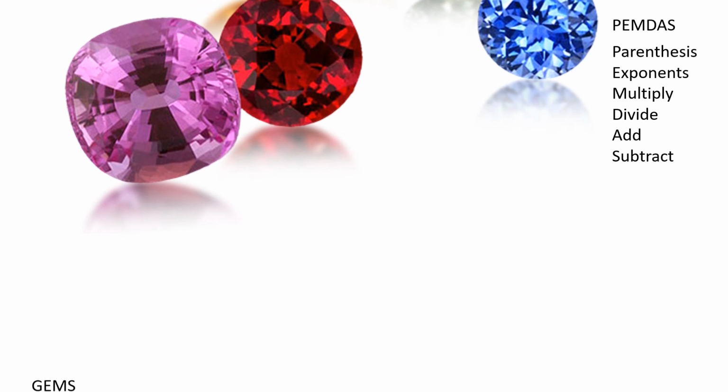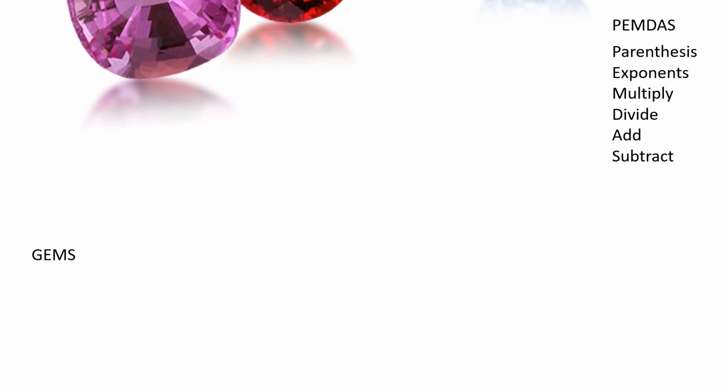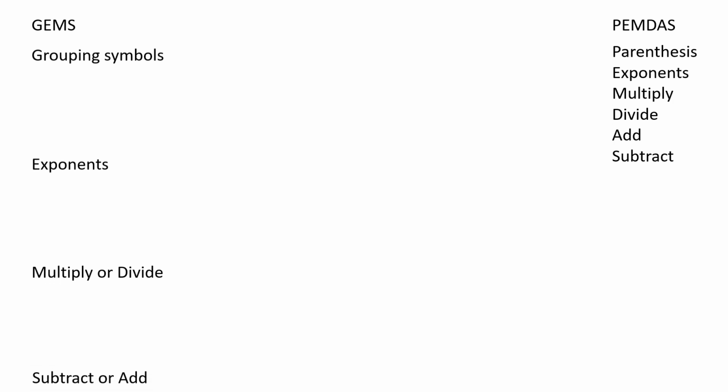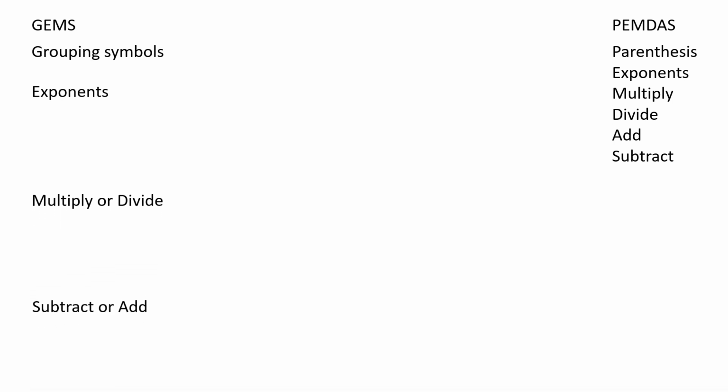But gems also reminds us about the order of operations. But you'll notice the letters are a little bit different. And there's only 4 of them, and that's key because the hierarchy is only 4. Right? We've got our grouping symbols. Instead of parentheses, we talk about grouping symbols because parentheses come in all sorts of varieties.